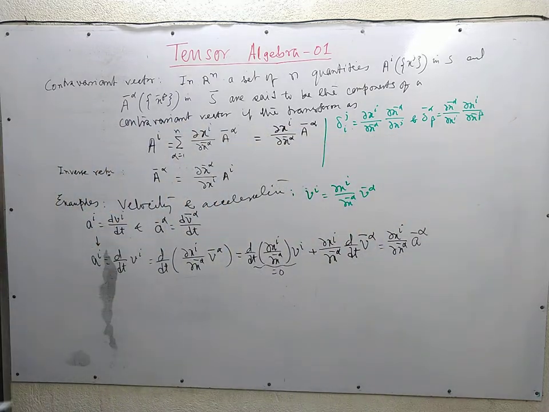So we see that the velocity and acceleration, they transform as the components of a contravariant vector. This much for today. In the next class we shall introduce the covariant vector.